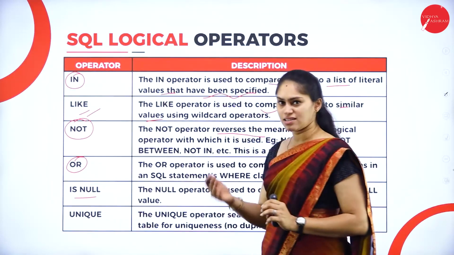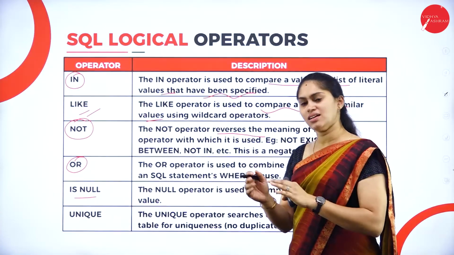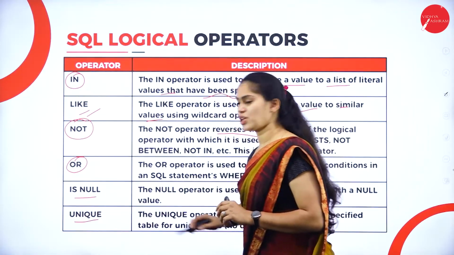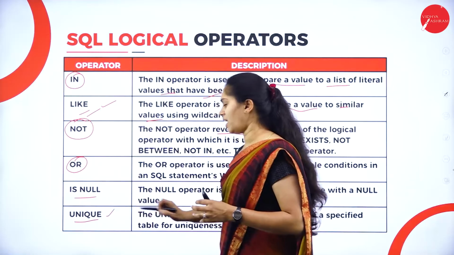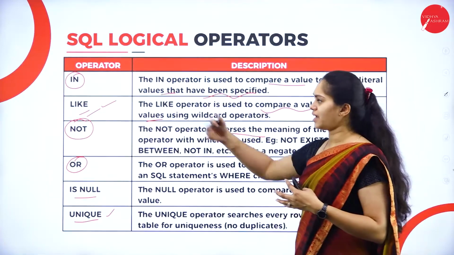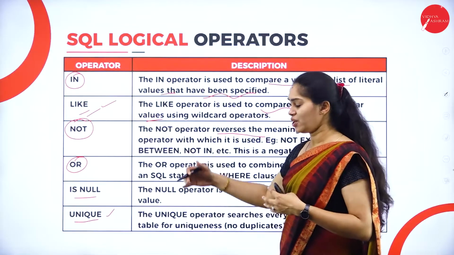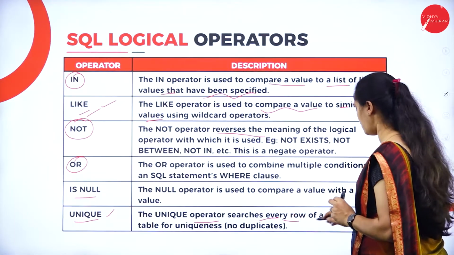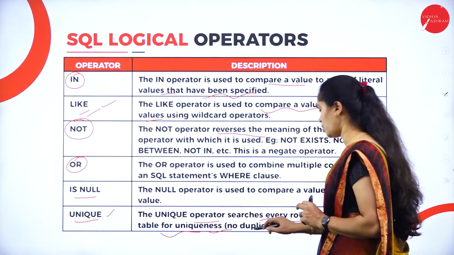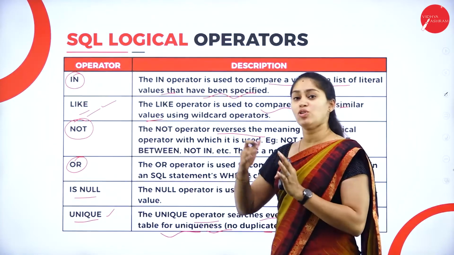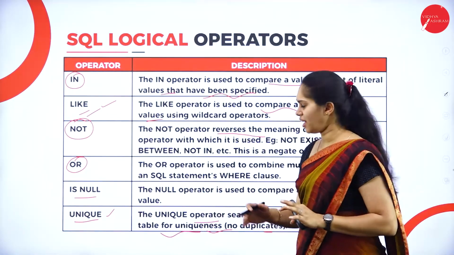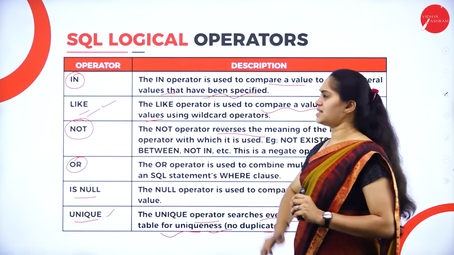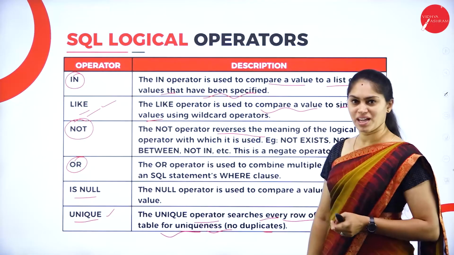And also we have IS NULL. We are checking if the value is null, then it will be true. If there is some value in it, then it will be false. And also we have UNIQUE. Mainly LIKE and UNIQUE are somehow contradictory. LIKE is where we check for a similar kind, and UNIQUE is where we check for uniqueness in the content. It is used to check every row of a specified table for uniqueness. We are checking that there should be no duplication when I am using this UNIQUE. So if it is unique, then it will be true. All these come under the logical operators we have in SQL.